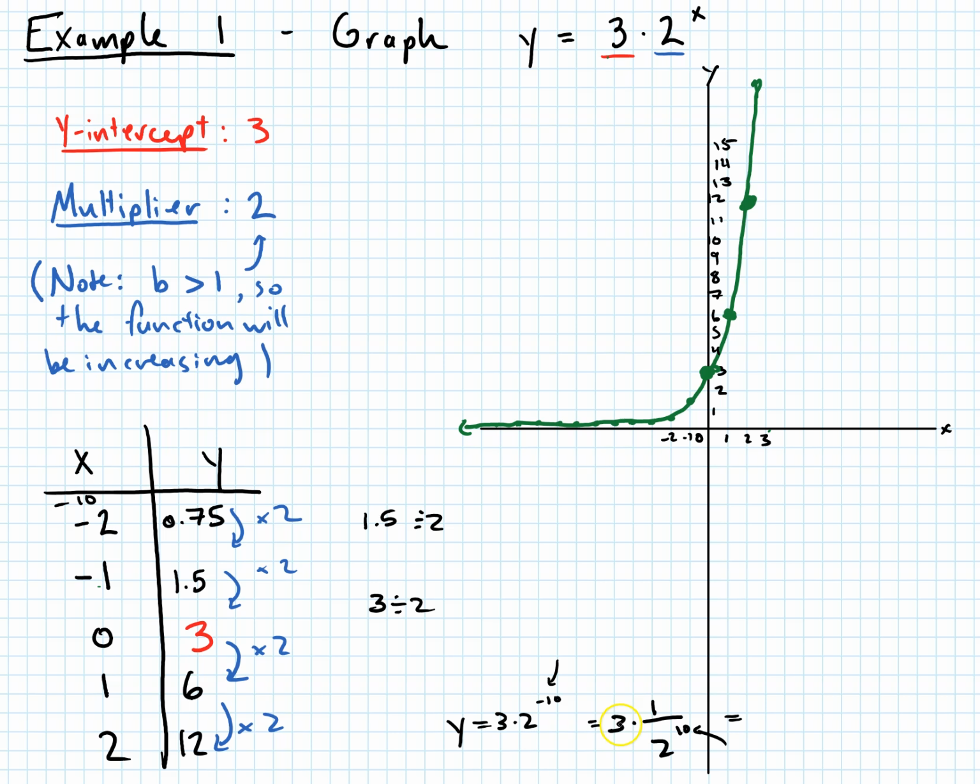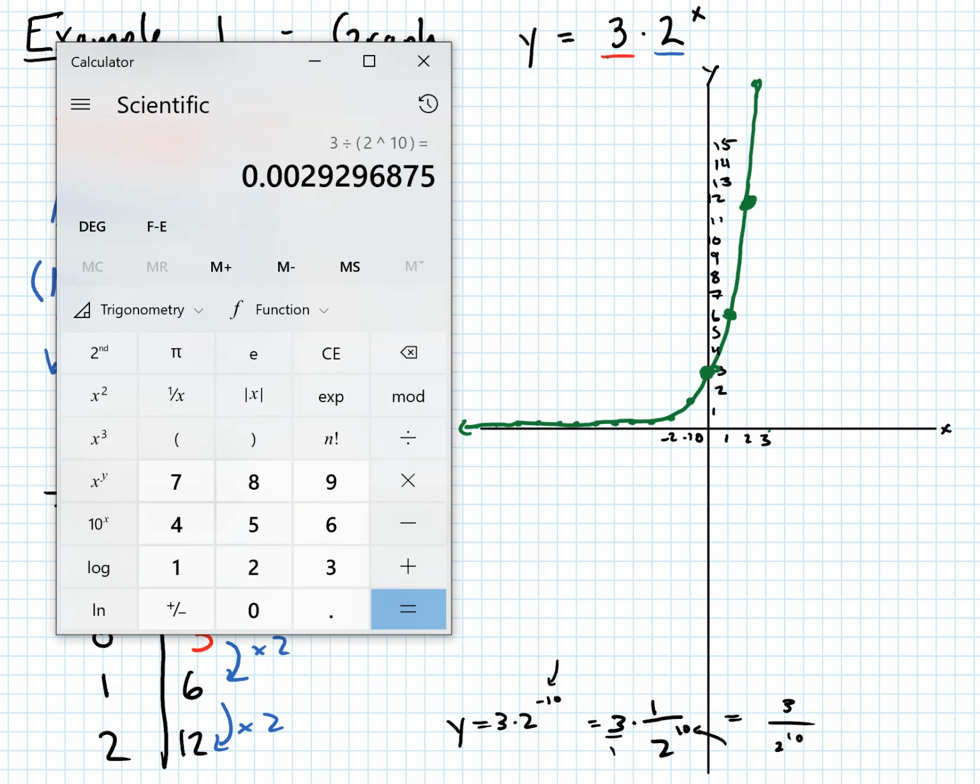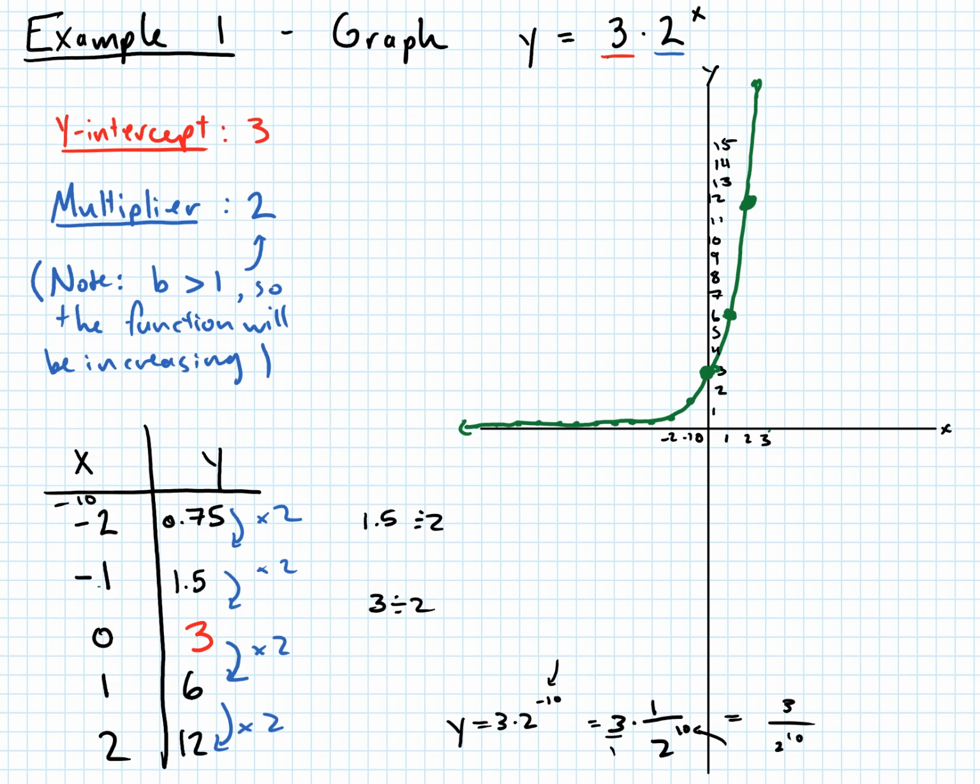So simplifying this, a whole number times a fraction, you put the 3 over 1, and then you multiply straight across. 3 times 1 is 3, divided by 1 times 2 to the power 10, which is still 2 to the power 10. And then you use a calculator to do the rest. Here are my calculations. You can see I did 3 divided by 2 to the power 10, and it came out with a really, really small number, 0.0029.